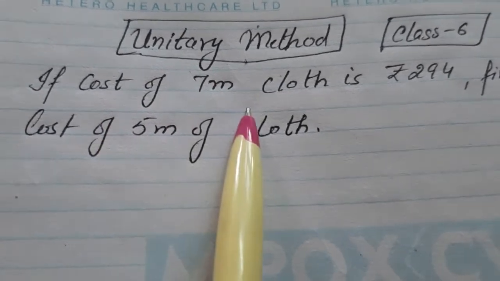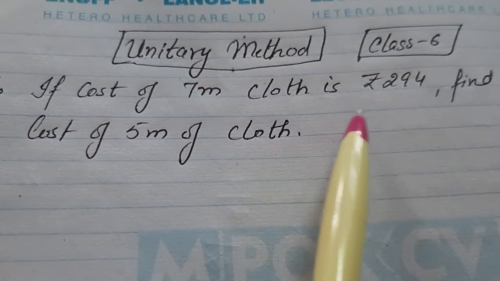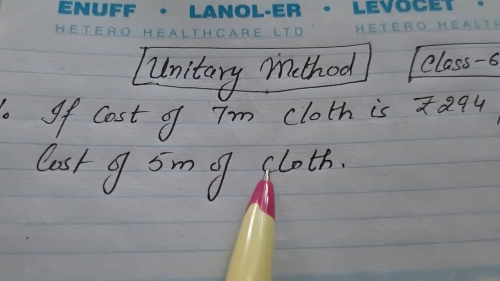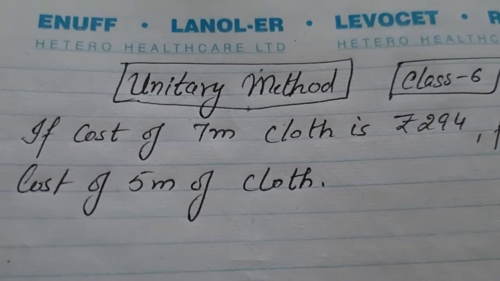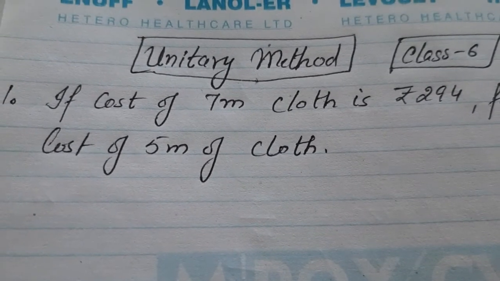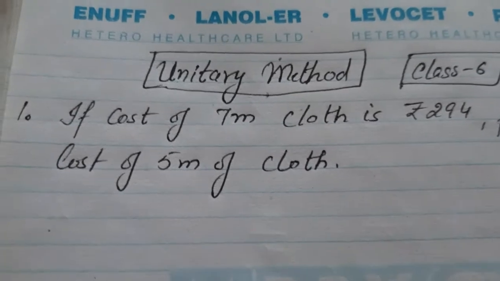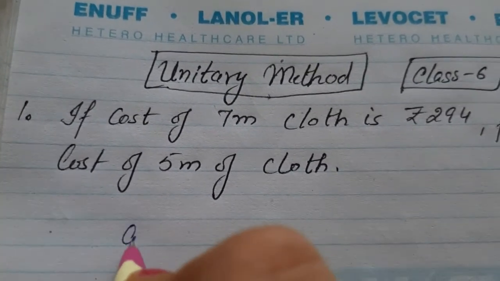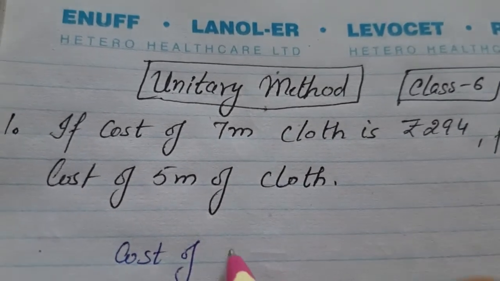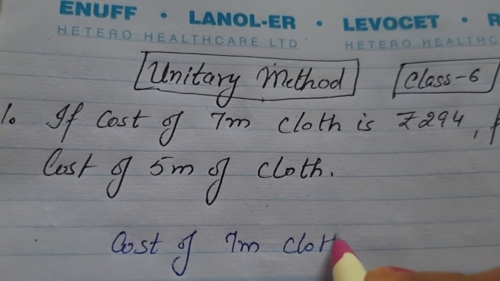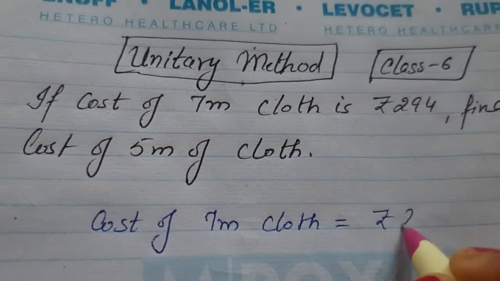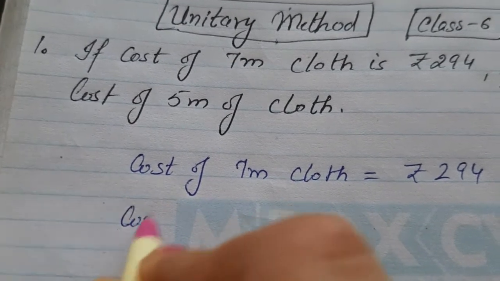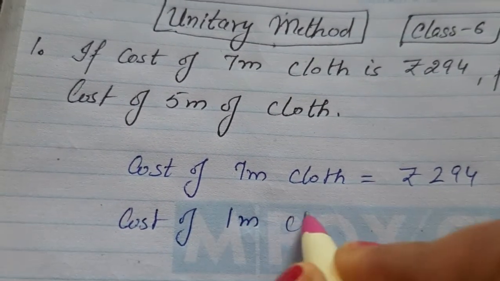If the cost of 7 meter of cloth is 294 rupees, then find the cost of 5 meter of cloth. So first of all we will find out the cost for 1 meter of cloth. It contains only 3 steps. The very first step is whatever is given, that you have to mention. Cost of 7 meter cloth, that is rupees 294.